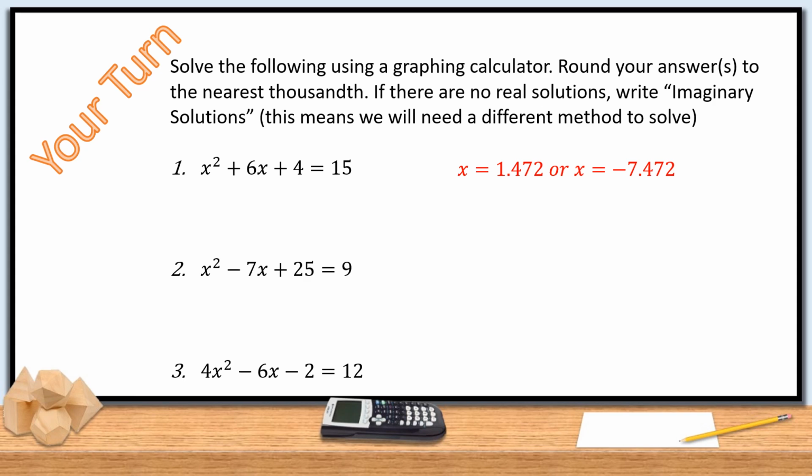First one, you should have gotten x values of 1.472 and negative 7.472. Number 2 had no real solutions, so we said there are imaginary solutions here. And then the last one, 2.766 or negative 1.266.